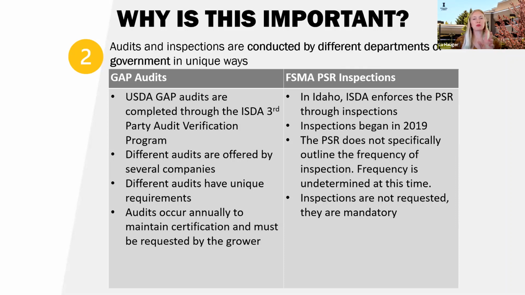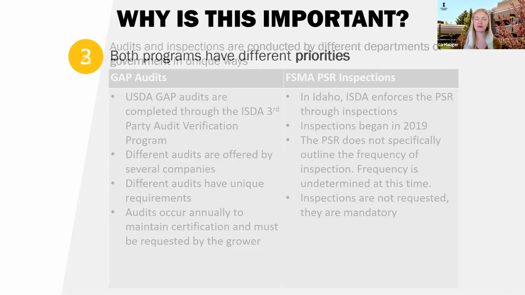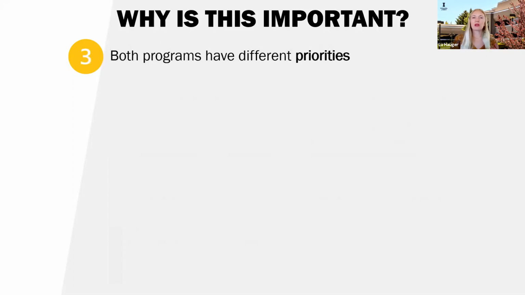But there's a difference in the way that they're scheduled as well, because it's not something that you say, hey, I'd like to get inspected this year. It's something that they stay on top of, and they ensure that you will be inspected if you need an inspection. So third, this is really important because both programs have different priorities. They look for different things and they operate in different ways.